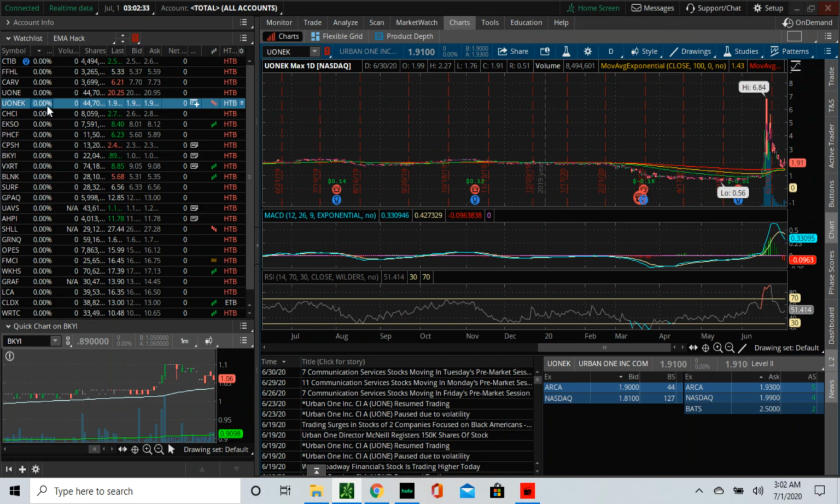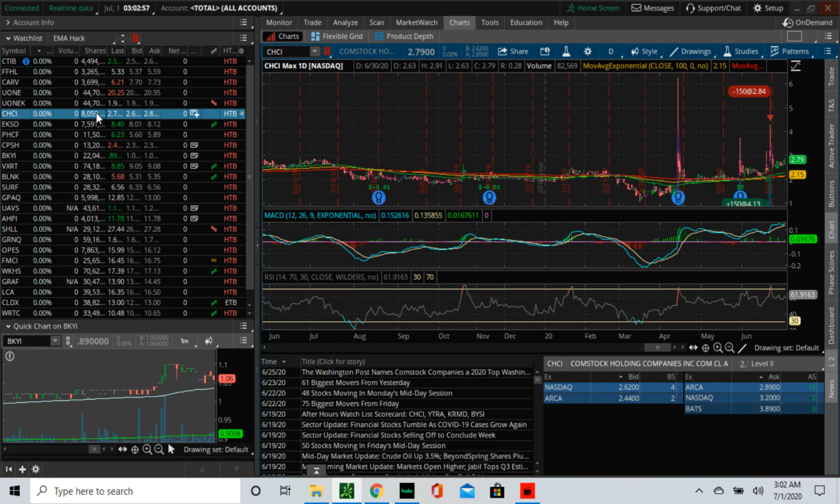UONEK, kind of the same thing. It was going flat with the EMAs. Then it had this strong candlestick here, a little bit over 5%, and then it went higher here. It went from 140 to 440, and then next day it went up to $6, $7.